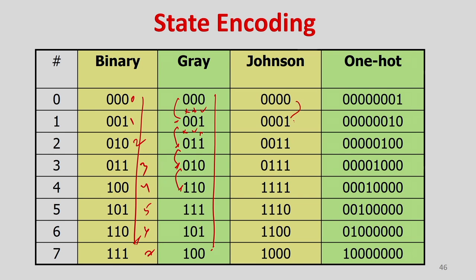In Johnson encoding also a similar thing happens. If you look at it, every consecutive one has only one bit flip. Here 7 states are there, so we require 8 flip flops. And in one hot encoding, every state has one flip flop that is 1. For a particular state, only one flip flop will be 1 and the rest of the flip flops are 0. So one hot encoding is very simplistic, but requires more flip flops.